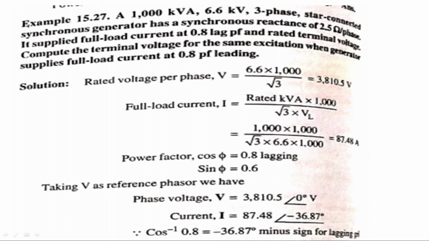So next numerical, a 1000 kVA 6.6 kV 3-phase star connected synchronous generator has a synchronous reactance of 2.5 ohm per phase. It supplied full load current at 0.8 lagging power factor and rated terminal voltage. Compute the terminal voltage for the same excitation when the generator supplies full load current at 0.8 power factor leading. So voltage values, current values we are calculating, then finding out the value of sin phi, and phase voltage and current values, and cos inverse of 0.8 is giving us the value of minus 36.87.